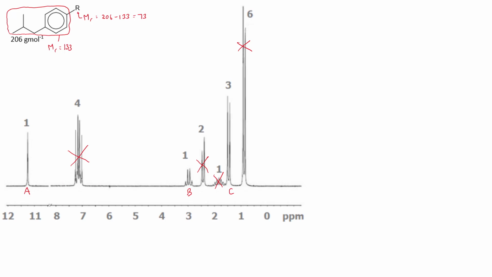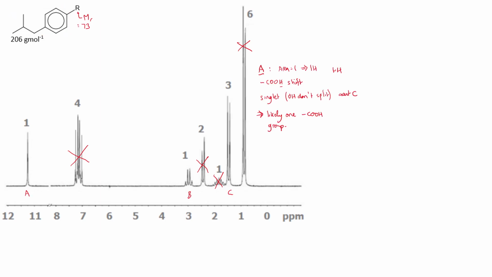So we've got 3 peaks left, and you can see I've labelled them A, B, and C. So let's begin with peak A. If we look at it, it has an area of 1, so we know it has 1 hydrogen only contributing to it. And that chemical shift is very characteristic. It's down there between 11 and 12 ppm. That's almost certainly going to be a carboxylic acid proton.